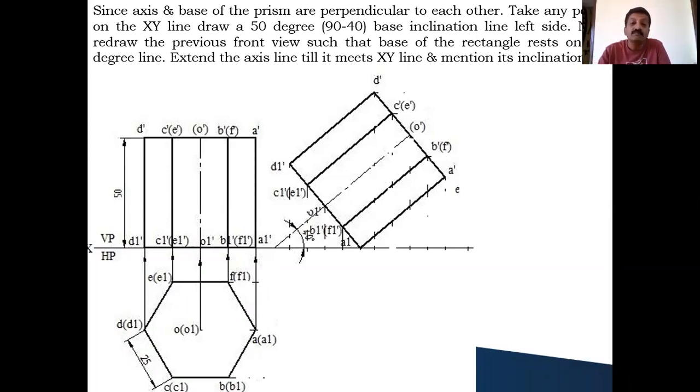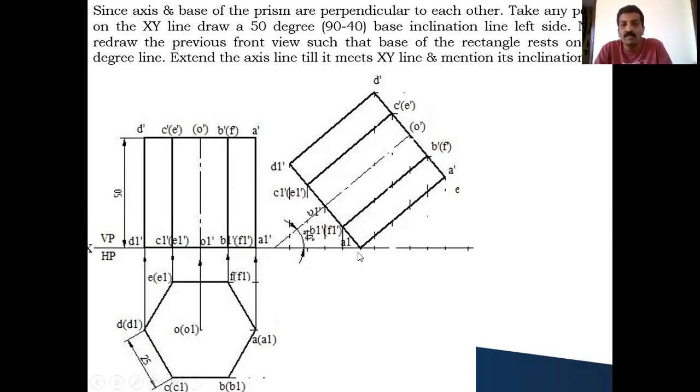That's why what I'll do, I'll take any one point on the XY line, right side, and I'll call that point the corner A1 dash. From here, I draw a 50 degree line, that is base inclination, 90 minus 40. I'll draw a 50 degree base inclination on the left side like this. And after drawing this 50 degree base inclination, what do I have to do? So you have to redraw the entire rectangle such that this is the base. The base should lie on this 50 degree line which you have drawn. Like that, you have to redraw it without changing its shape as well as the size. So how to do it?